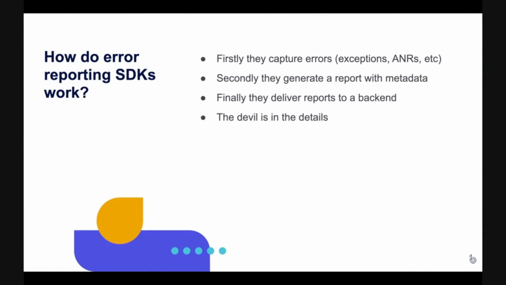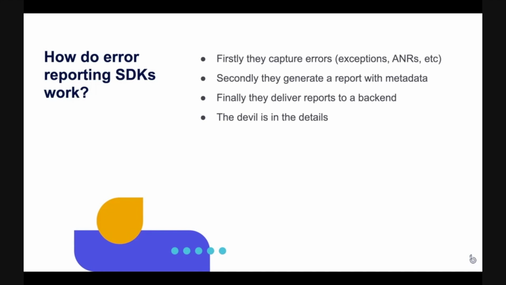So very broadly, error reporting SDKs work by firstly capturing a source of errors. That could be an uncaught exception. It could be something like an ANR, where you've blocked the main thread for about 5 seconds. Then once you've got that error source, you want to generate a report from it. So you want to grab stuff like the stack trace, so you can figure out where the offending piece of code is. You also want to grab some metadata.